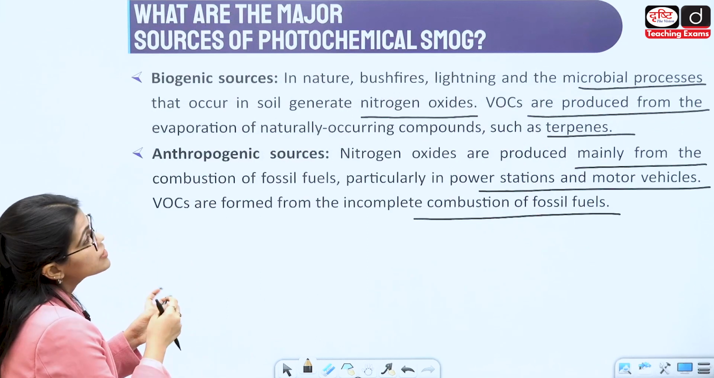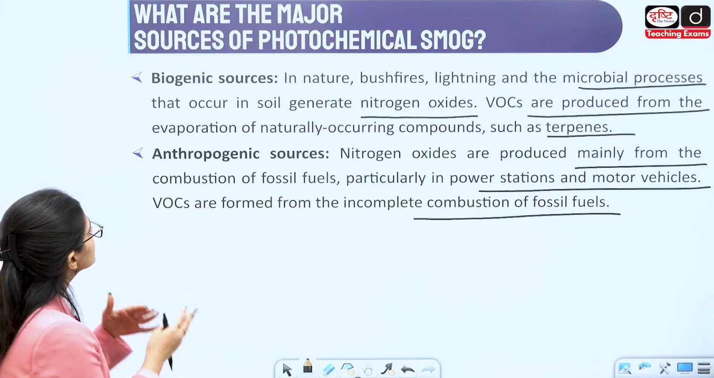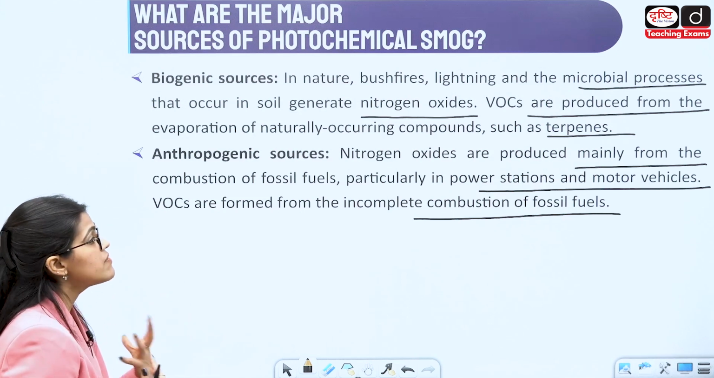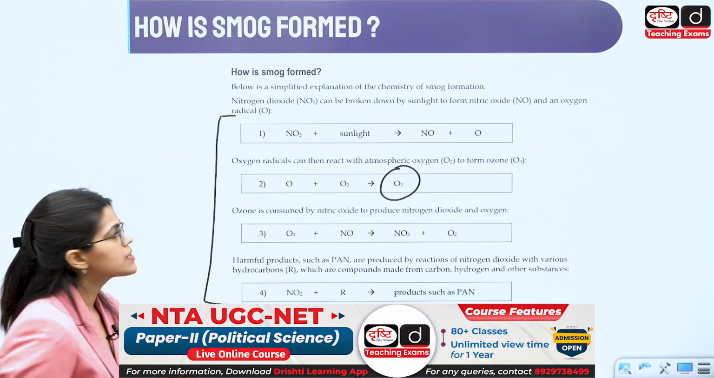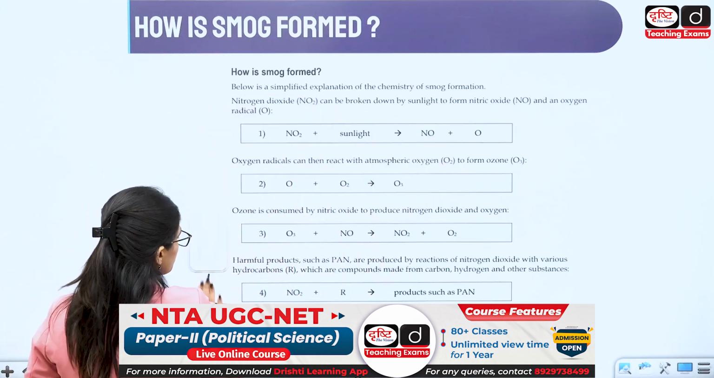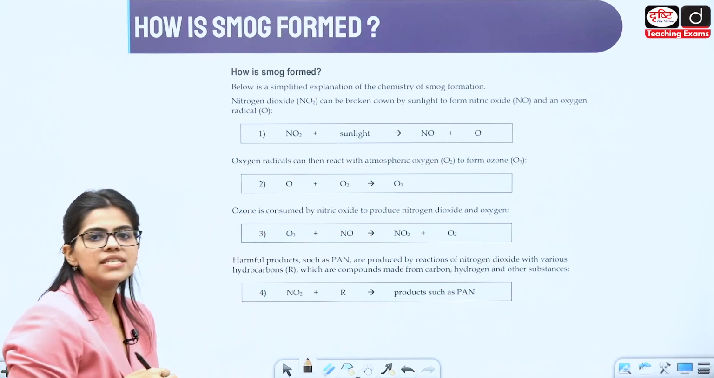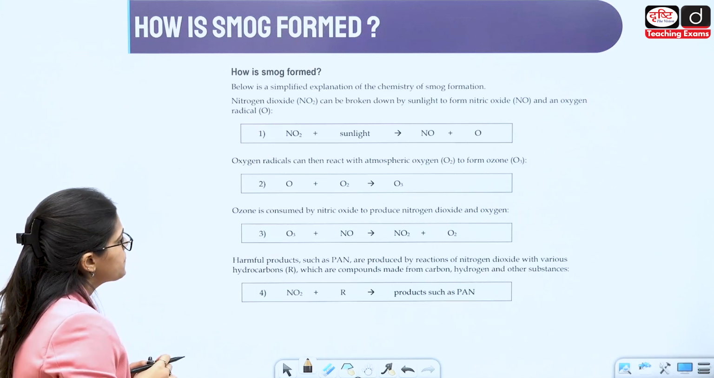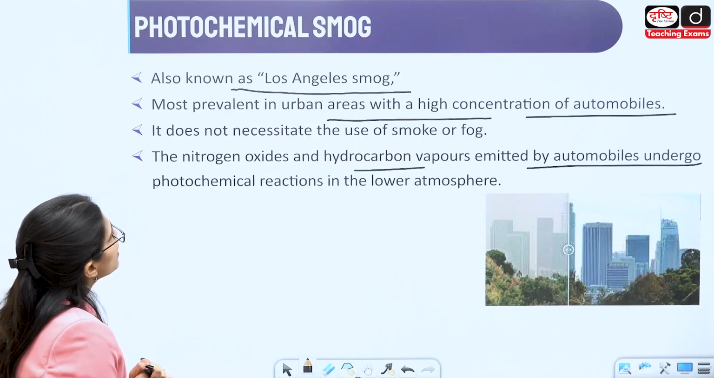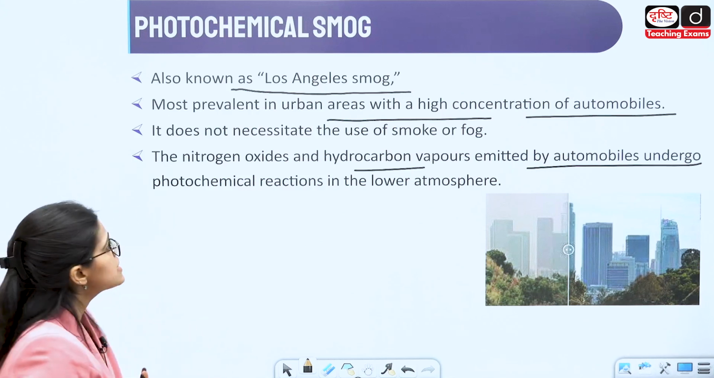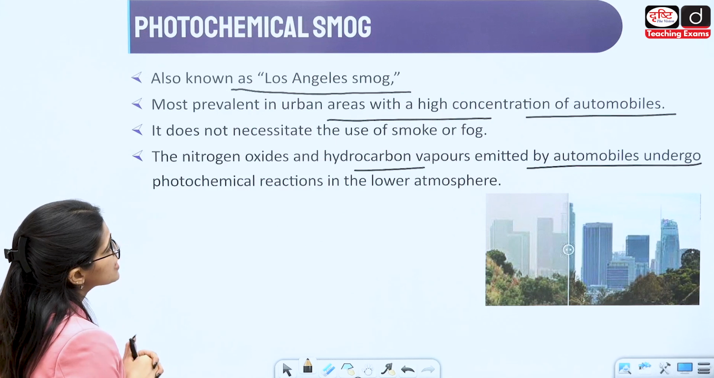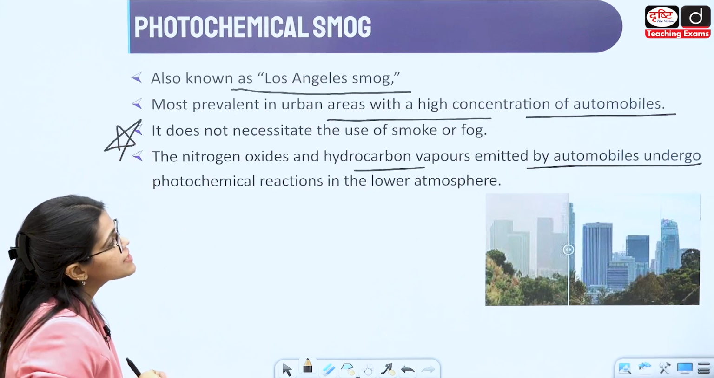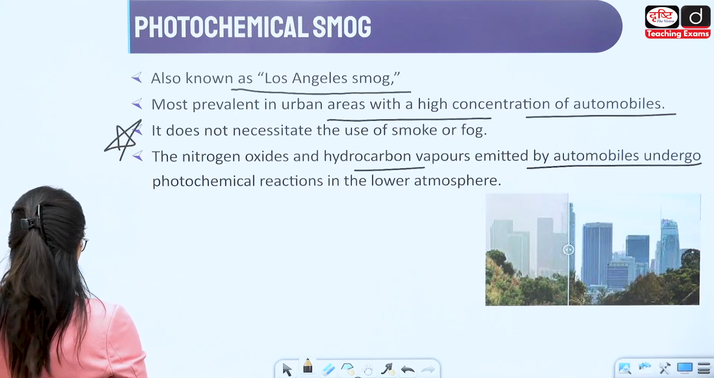Then we discussed the sources. Sources like microbial processes, bushfires, lightning, these are the biogenic sources. You have anthropogenic human sources like motor vehicles, power stations, incomplete combustion of fossil fuels. This is a reaction that I want you to write down. I know they don't ask all of these things directly, but for your knowledge, you need to know this reaction. Then we talked about the other name of this type of smog. It is also called the Los Angeles smog. And also remember this point: the presence of smoke and fog is not that important.